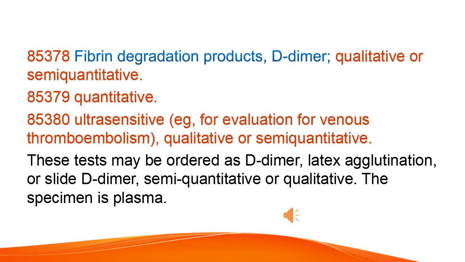Fibrin degradation products, D-dimer, qualitative or semi-quantitative. Quantitative. Ultrasensitive, e.g., for evaluation for venous thromboembolism, qualitative or semi-quantitative. These tests may be ordered as D-dimer, latex agglutination, or slide D-dimer, semi-quantitative or qualitative. The specimen is plasma.